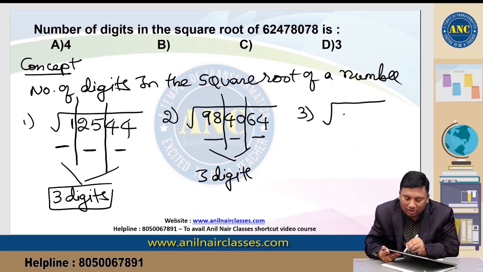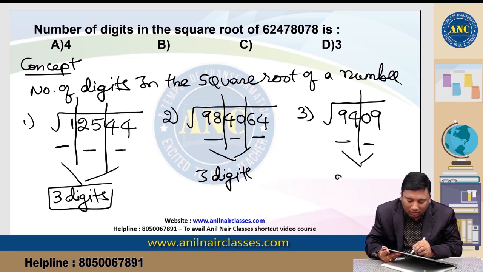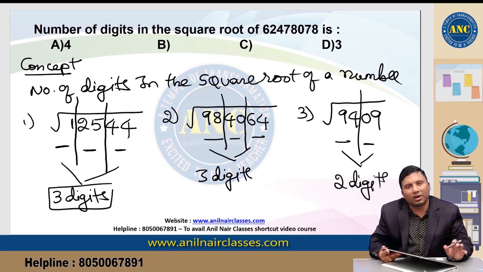Suppose it is the square root of 9409. Keep a slash after 2 digits. So answer contains how many digits? Answer contains 2 digits. Idea is clear. Number of digits in the square root of a number: keep a slash after every 2 digits.